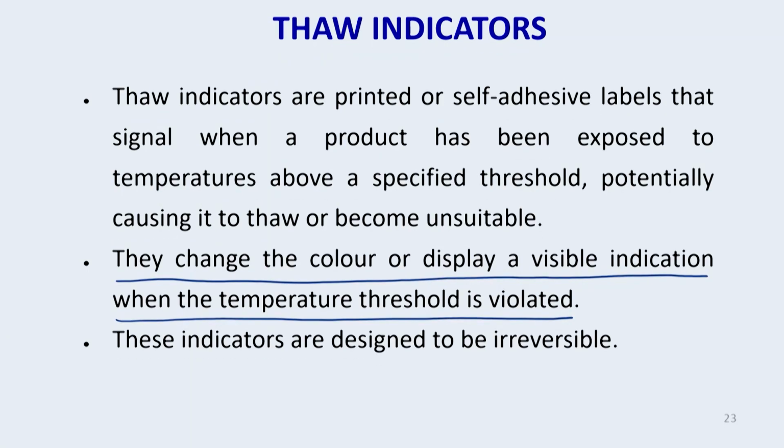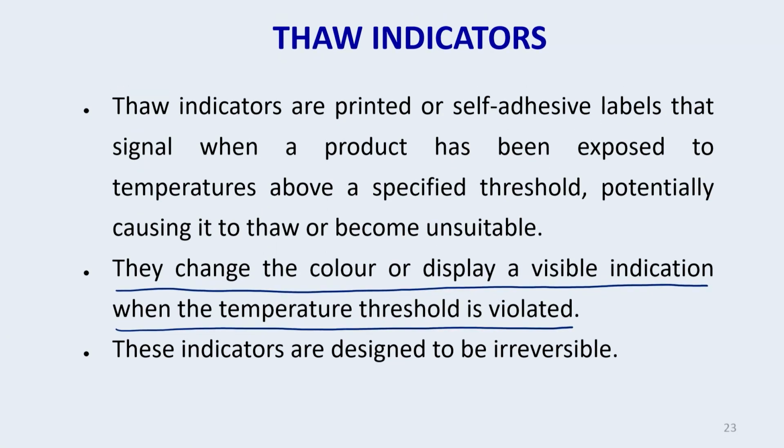They change the color or display a visible indication when the temperature threshold is violated. So when there is a deviation from the recommended storage condition, or any other deviation from the standards, either the color of the label is changed or they indicate it in the form of a display.